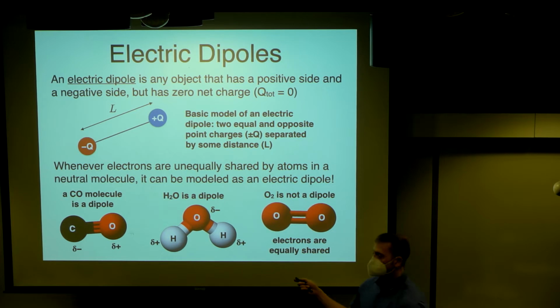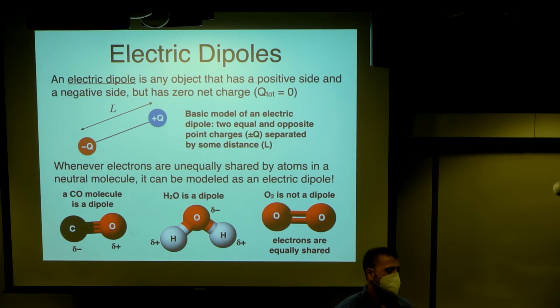Same with water, H2O. That's a molecule which we can model as an electric dipole because the oxygen atom tends to hang on to electrons more than the hydrogens. So this picks up a negative charge and this picks up a slight positive charge.